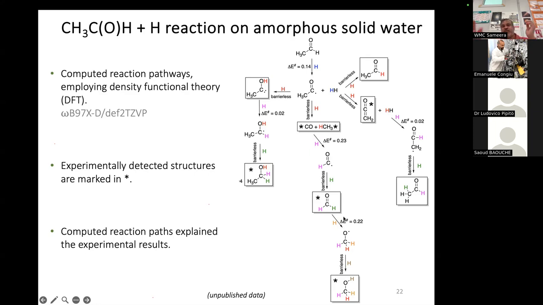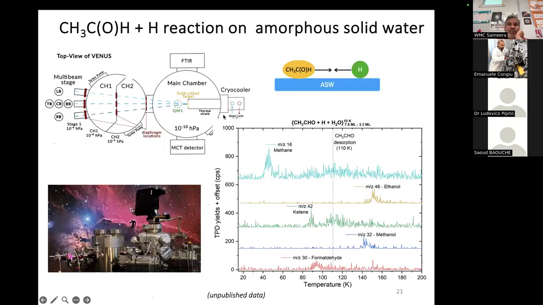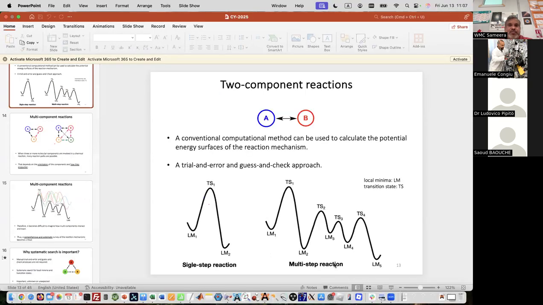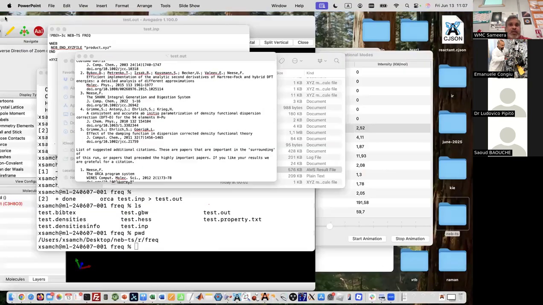So you see the potential energy surfaces or the free energy surfaces are not very simple. They can be very complicated because some reactions have more than one step. So you can still compute them very carefully and get the reaction barriers of individual steps.